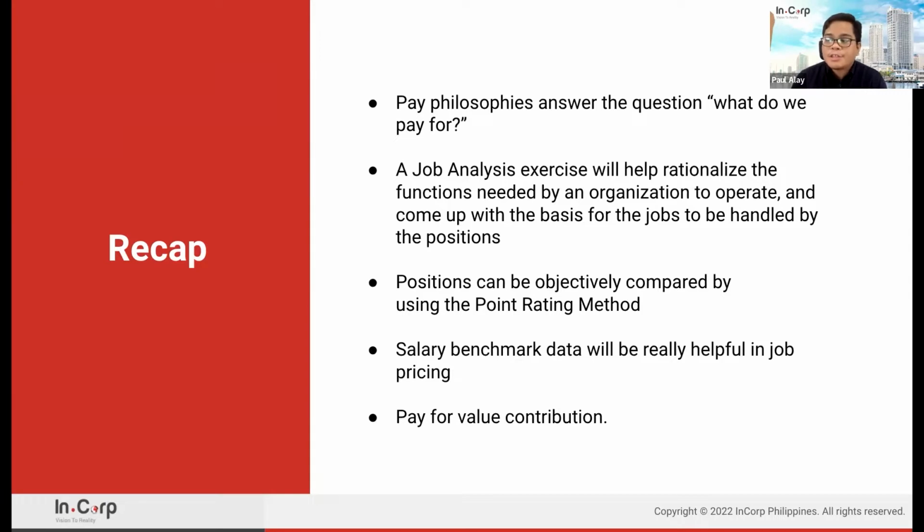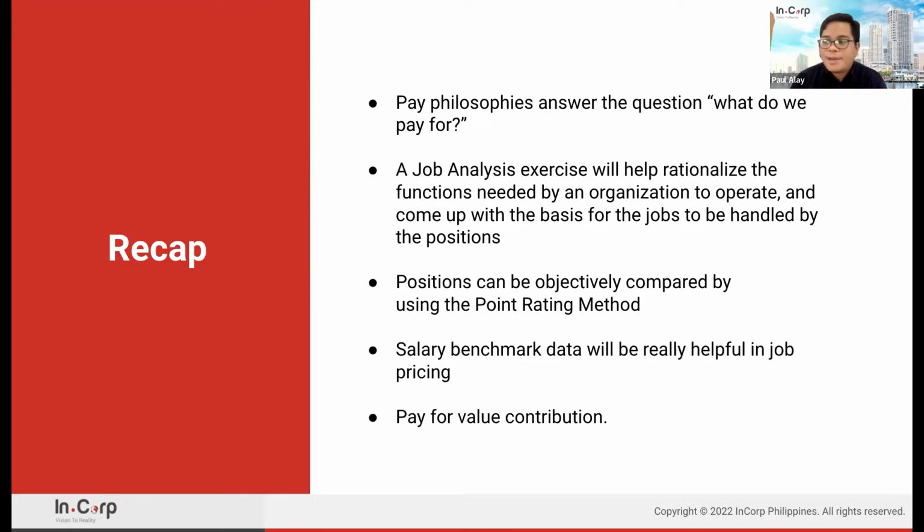Third, positions can be objectively compared and rated using the point rating method. As mentioned, this is our preferred way of doing a job evaluation exercise because this is one of the most objective ways of doing it, and this also makes use of the company's pay philosophy.